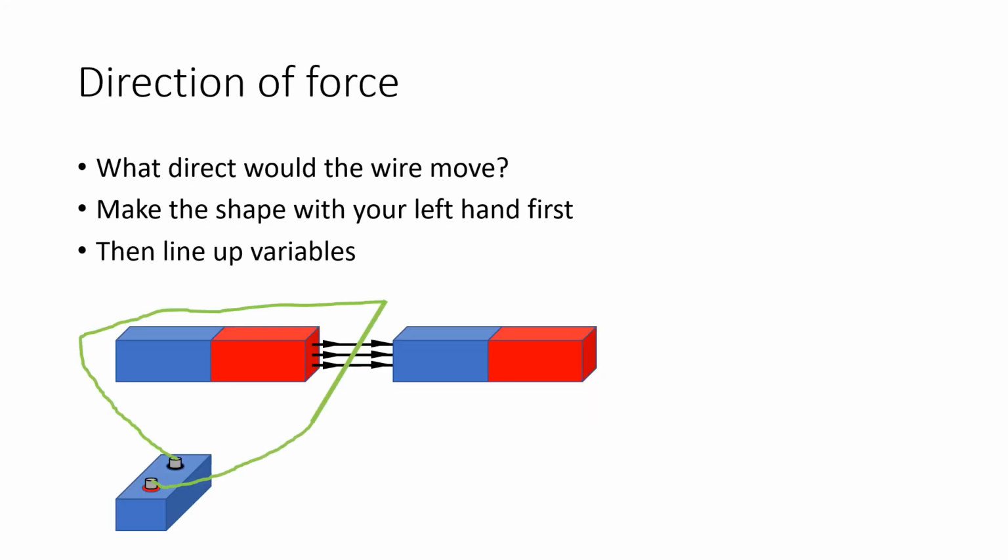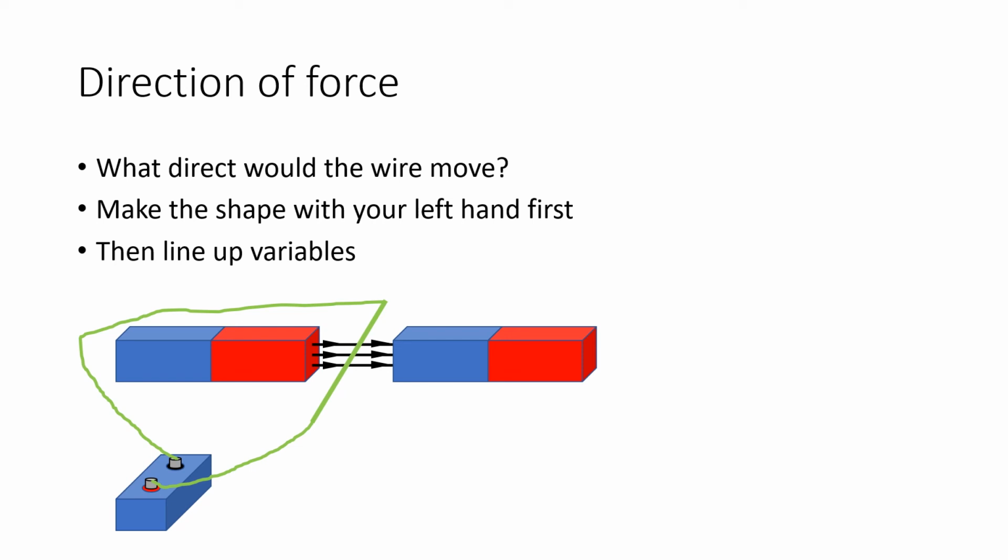If we look at our original diagram and we now get our left hand and make our left hand rule shape, what we should be able to do is identify if the wire would move up or if the wire would move down. So I'd like you to pause the presentation, make the shape, then match it up to the different variables, and then see if you can come up with what direction the wire would move in. Pause the presentation now, have a go, and restart when you're ready to check your answers.